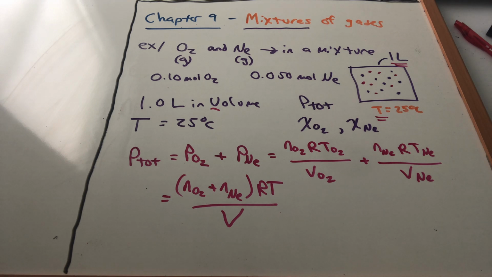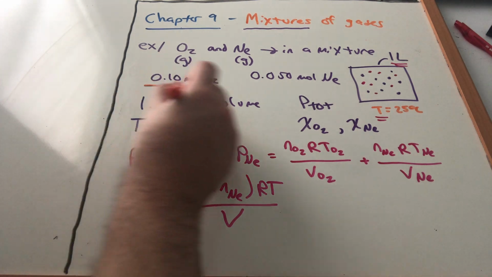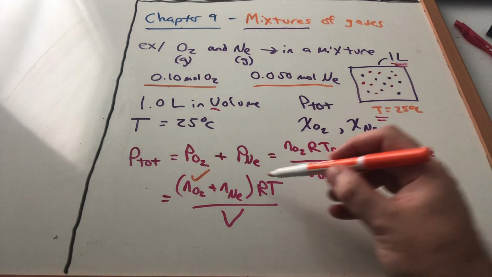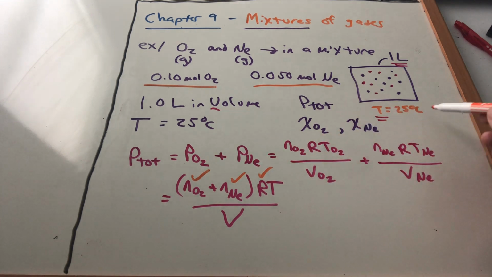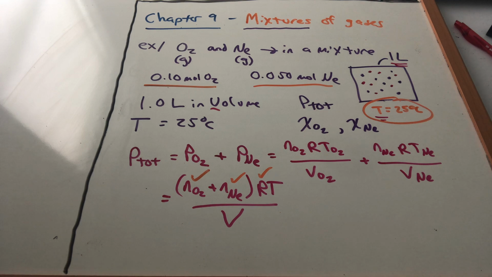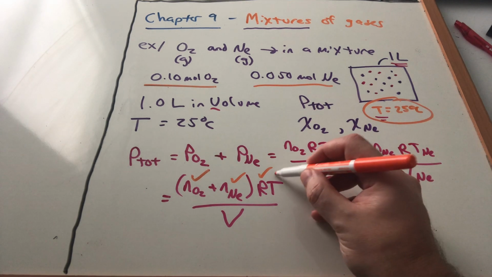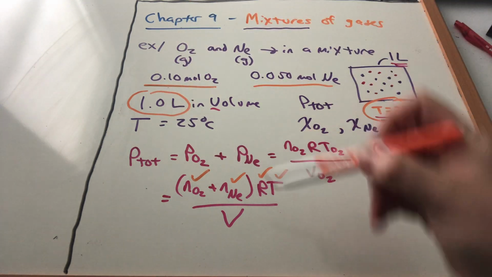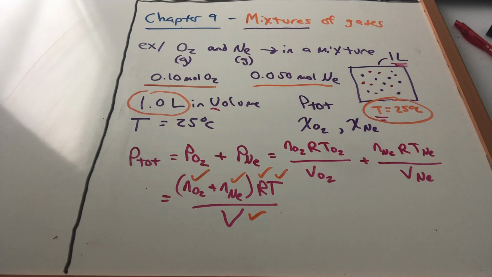So think about everything that we have now. Do we have a number of moles of oxygen given? Sure. Do we have the number of moles of neon? Absolutely. Do we know R? Yes. What am I going to do to this temperature to make sure I get the correct answer? I'm going to convert it to Kelvin. And do I know what the volume is? And we're going to use the correct measurement for this volume. And the answer is yes.